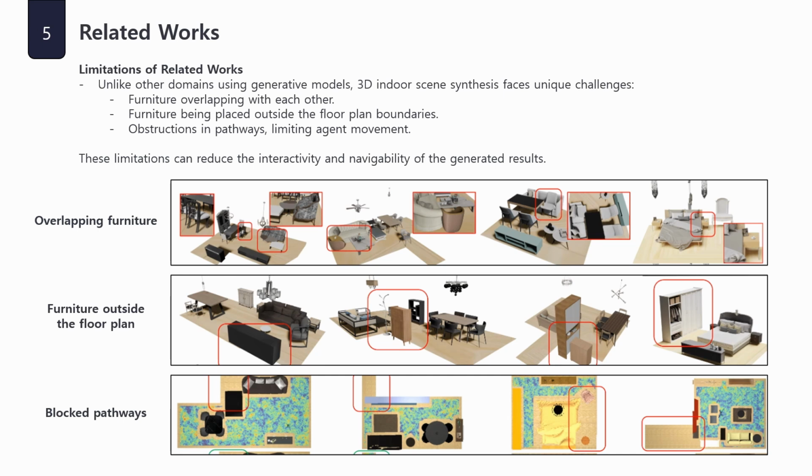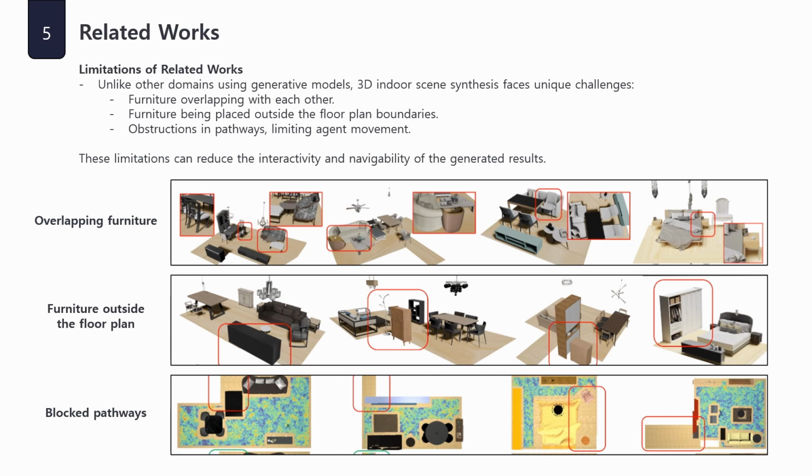Arranged furniture may overlap with each other or extend beyond the floor plan, violating physical plausibility. Additionally, arranged furniture can create restrictions on movement paths, causing accessibility issues. In fact, such issues have often been observed in the results of previous studies. In the three figures below, we can identify these problems.